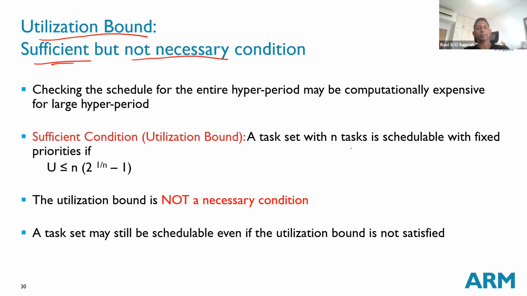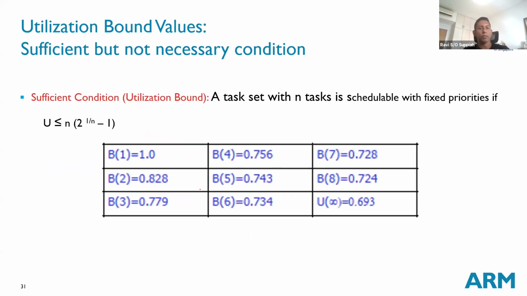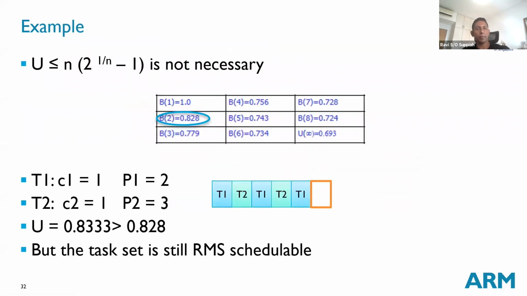is schedulable. This utilization bound is calculated using this formula over here, where n is the number of tasks in my system. This table gives you all the numbers already calculated using this formula. Let's look at what we mean by it being sufficient but not necessary. If I take this example over here where I have these two tasks, T1 and T2, both having a computation of one, in the period of 2 and one in the period of 3.